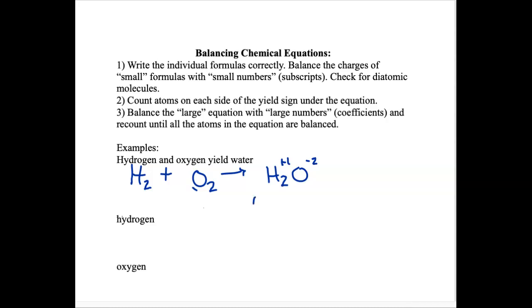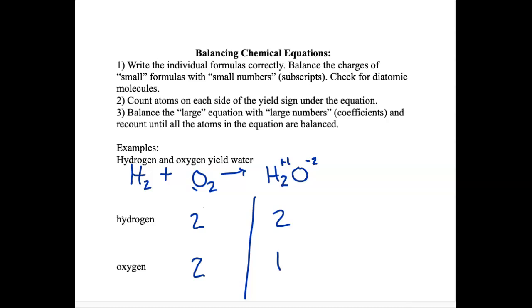When we count, we're going to draw a line separating our reactants from our products right underneath the yield sign. You'll list all of the atoms that are involved in your reaction. This reaction only has hydrogen and oxygen. We count only 2 hydrogens on the reactant side, and over here we have 2 hydrogens on the product side. Our oxygens, we have 2 in reactants, and over here we have 1 oxygen in our product.